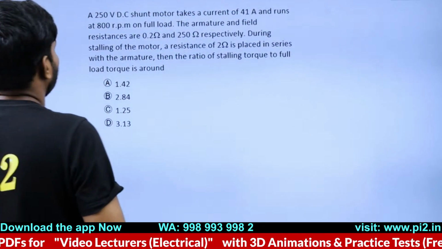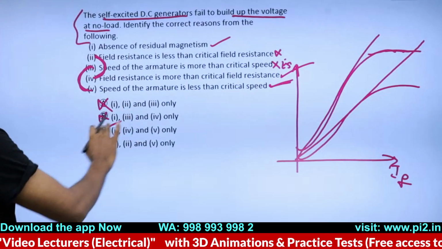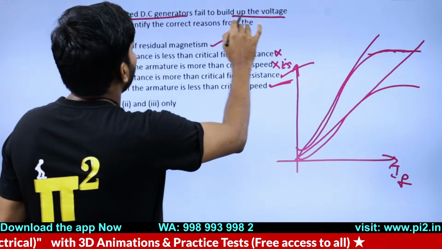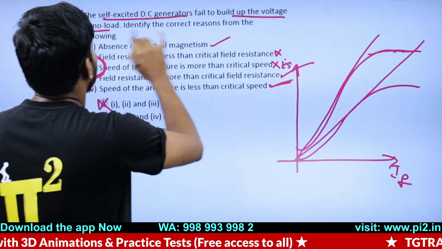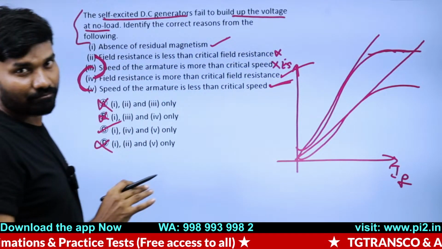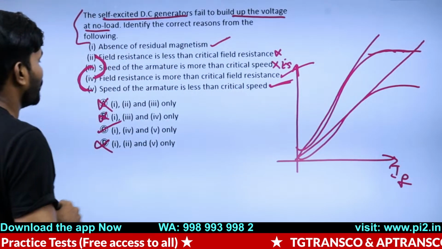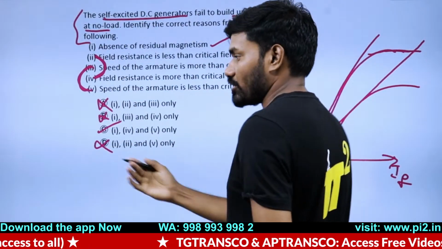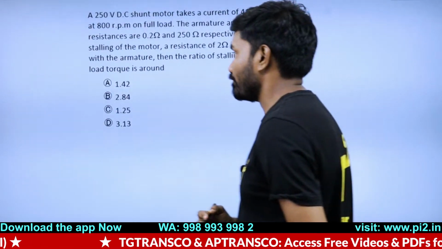Next question. I mean to say for this, these 3 are the right statements. Fail to build up. Identify the correct reasons from the following. Why is it failing? Okay, careful with this. Anyways, next, that's what I'm saying. If you just go to the concepts, it will be clear.